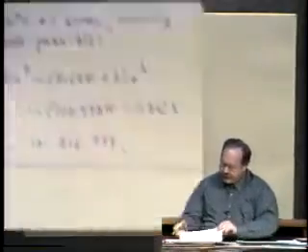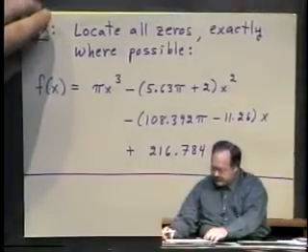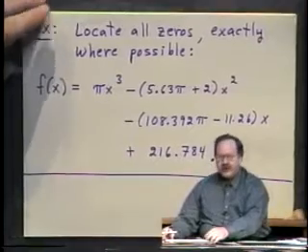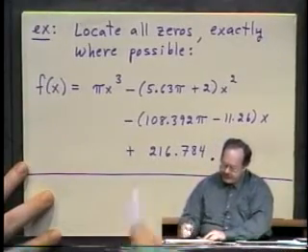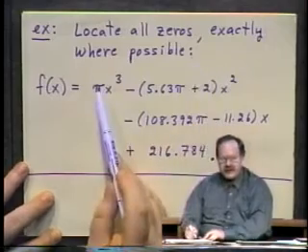I think it's time for you to try another one. So here's the one I'll pose to you. It's a little easier. The degree is smaller. The degree is 3 this time instead of 5. Locate all the zeros exactly where possible of this one.